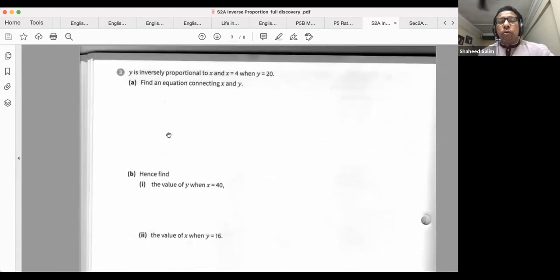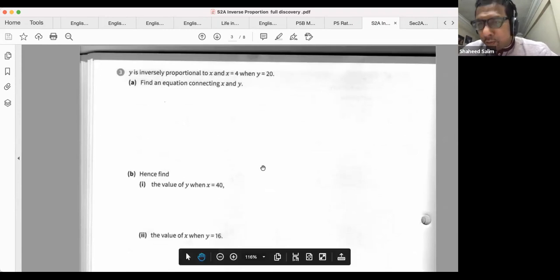Now you try this thing. You do it totally on your own. First step, find the formula. That means you have to find K. Once you find K, create the formula. Once you create the formula, substitute the value. You know what to do?